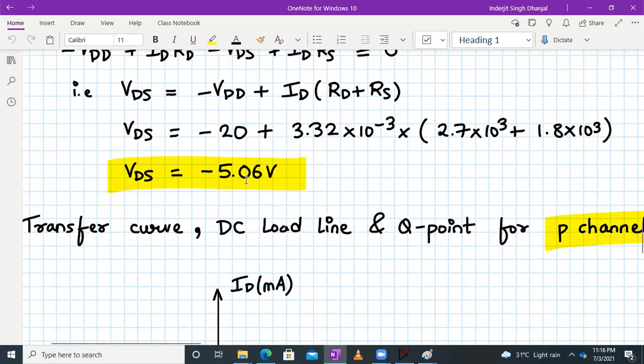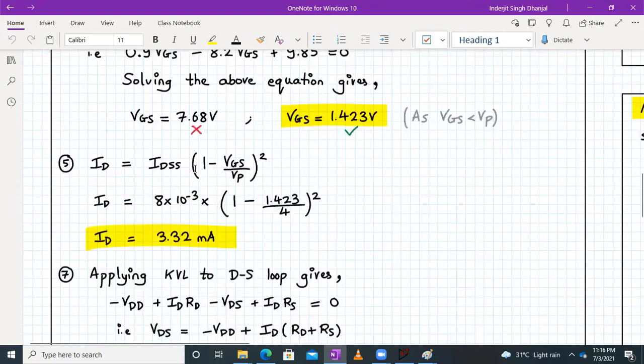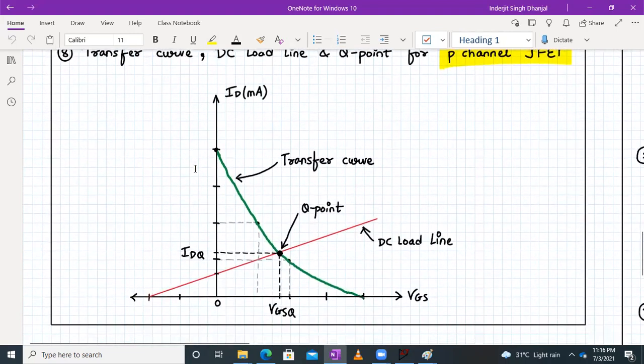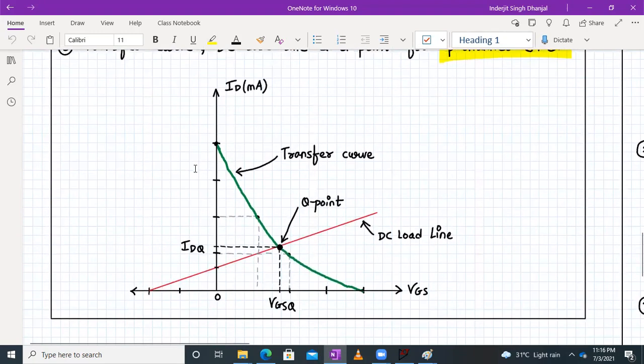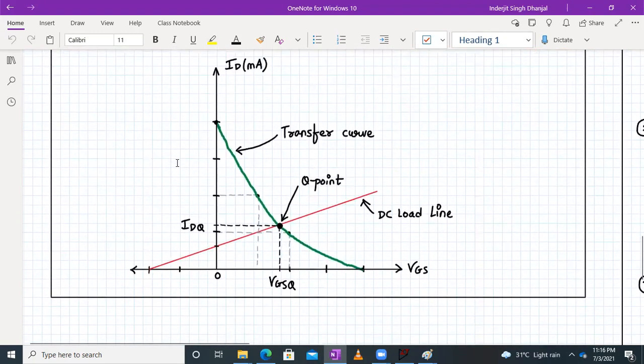So VDS is minus 5.05 volt. Okay. So we have completed our discussion of finding the value of ID, VGS and VDS. In case they ask you to plot the transfer curve and the DC load line to find the Q point of P channel JFET graphically, this is how it looks like.